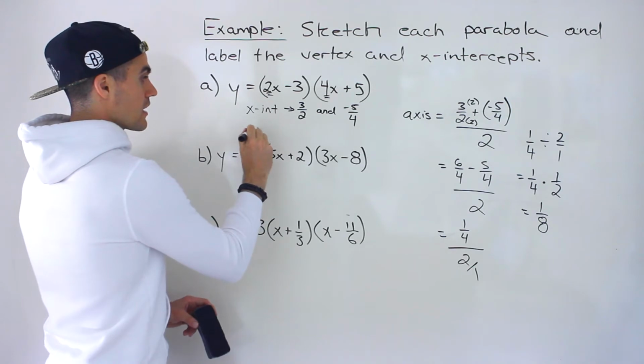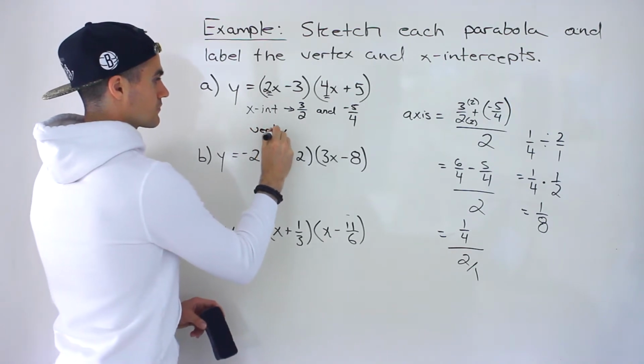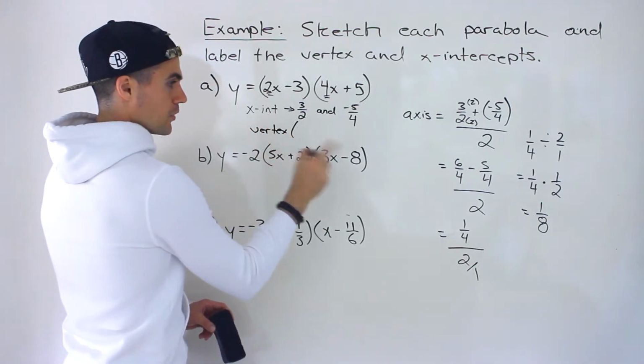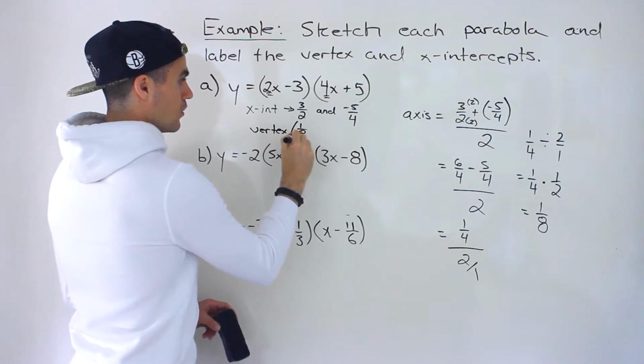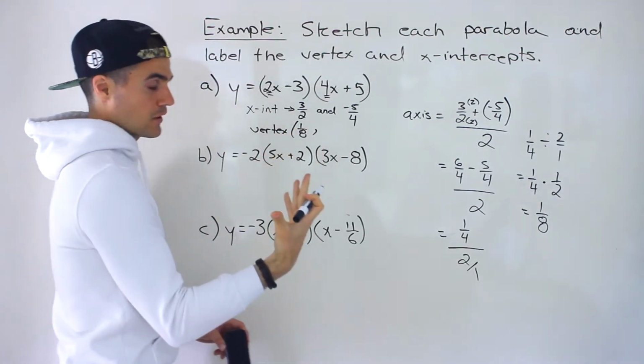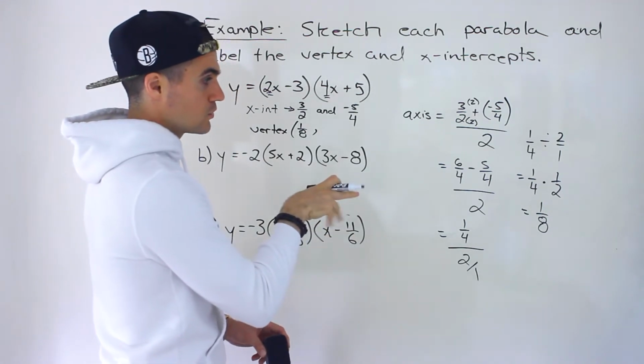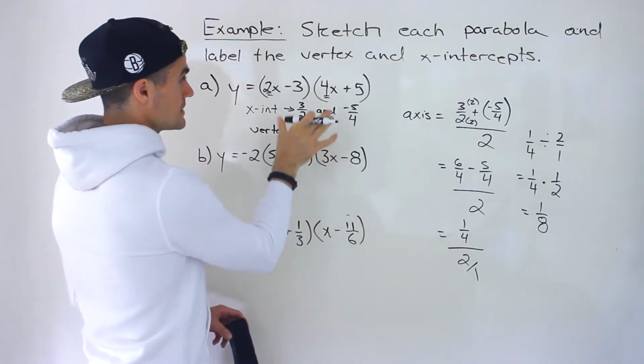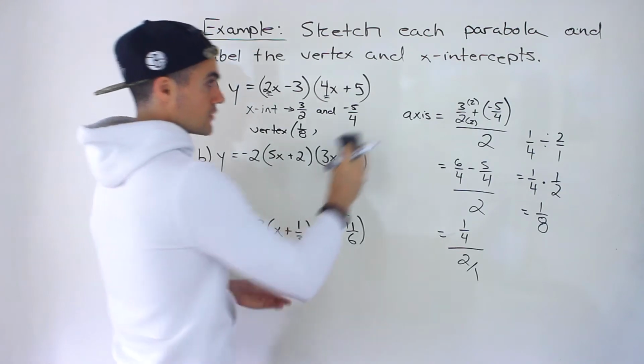So the vertex here, we're going to end up with 1 over 8 for the x value. And then if we want the corresponding y value, we would just plug that 1 over 8 into the function.